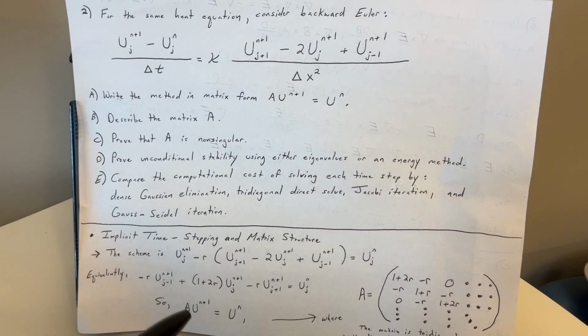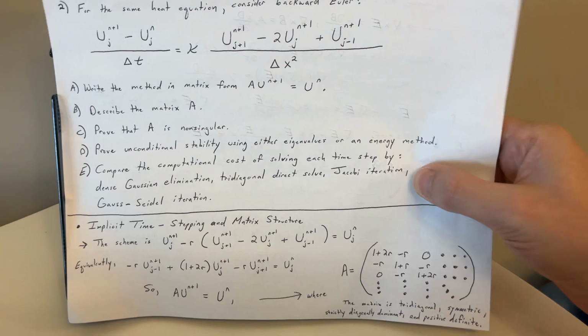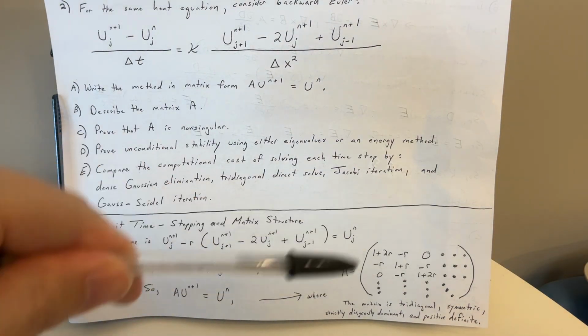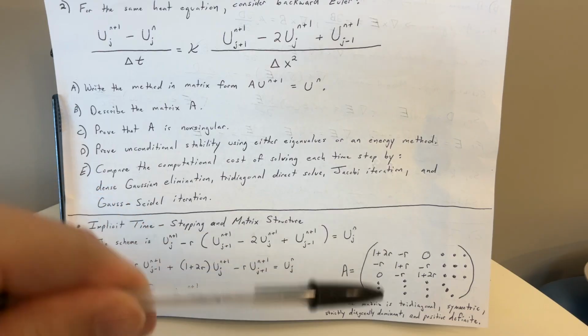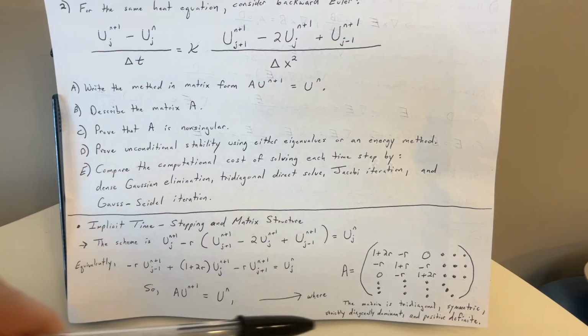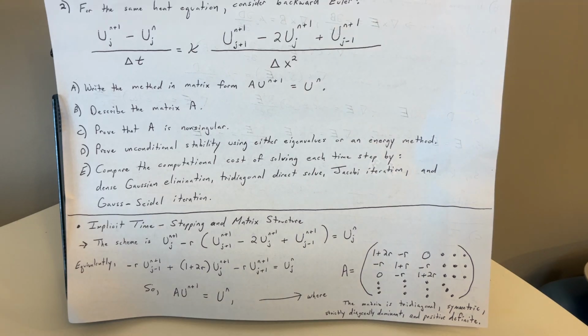So A u^{n+1} equals u^n, where A is the matrix given here. Here are the entries, rows, and here are the columns. So the matrix is tridiagonal, symmetric, strictly diagonally dominant, and positive definite.